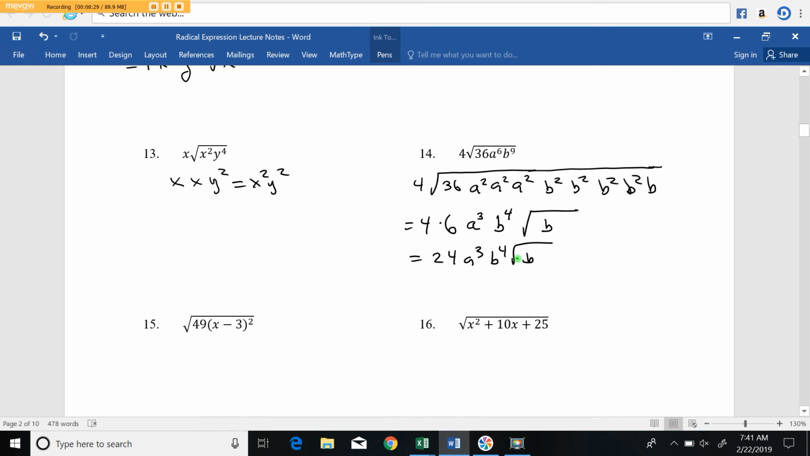And I'm just going to double check and make sure that we're good here. 6, a to the 3rd, yep. B to the 1, 2, 3, 4, yep, looks good. All right, moving on.